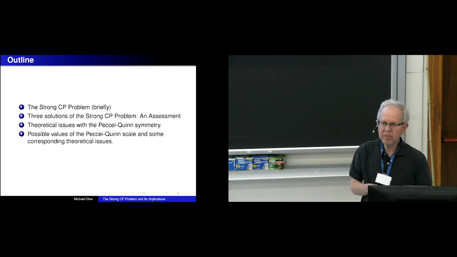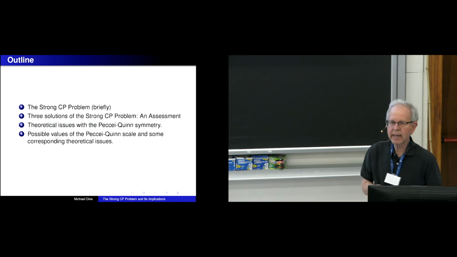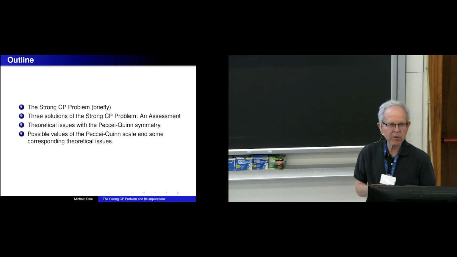Then I'm going to talk a little bit about theoretical issues involving the Peccei-Quinn symmetry, the axion idea. And I'm going to talk about possible values of the Peccei-Quinn scale and some corresponding theoretical issues. And I should say that I will talk in particular about some alternative cosmologies to those which we frequently discuss in this framework.